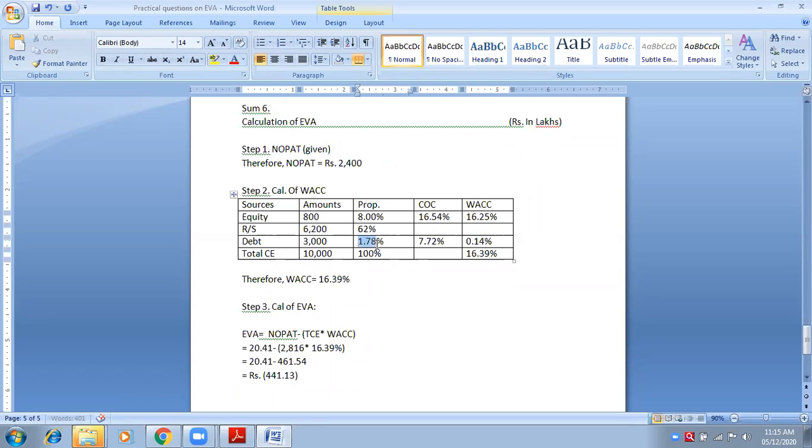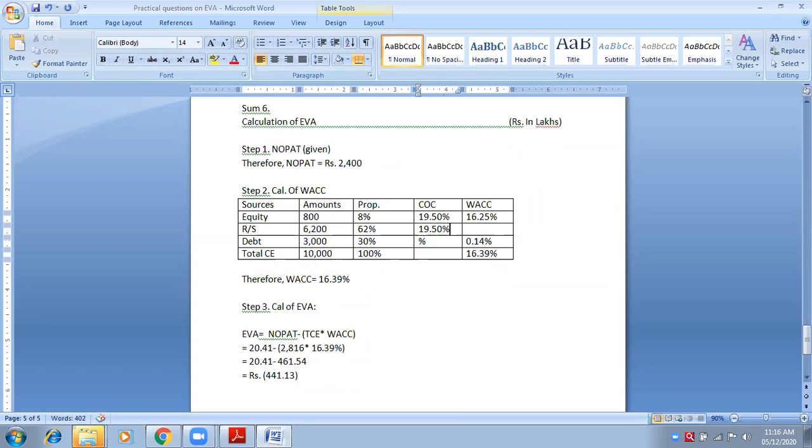And what is the percentage of debt? Ratio of debt? 3,000 divided by 10,000 into 100. 30 percentage. Very good. So 62 and 8 means 70, 70 and 30 means 100. Correct. So tell me, what is the cost of capital of equity, KE? How much is KE? Cost of equity. 19.50. Very good.